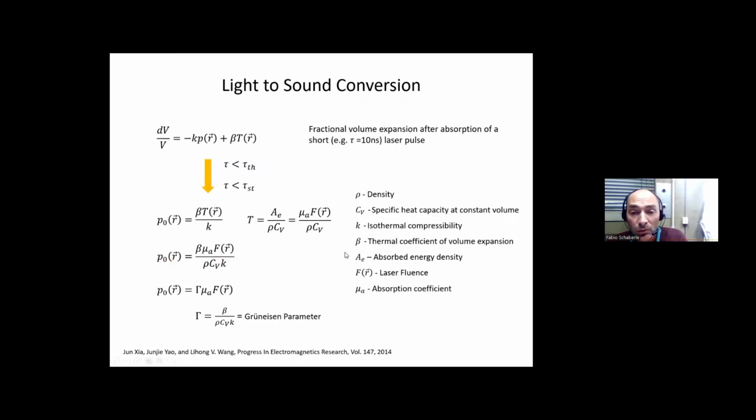So this is in function of the constants, like the thermal coefficient of volume expansion, the isothermal compressibility, specific heat, and so on. All these constants are gathered in the Gruneisen parameter. So in the end, you have the pressure in function of the absorption coefficient, that's a molecule property, and the laser fluence. And the constant is the Gruneisen parameter.